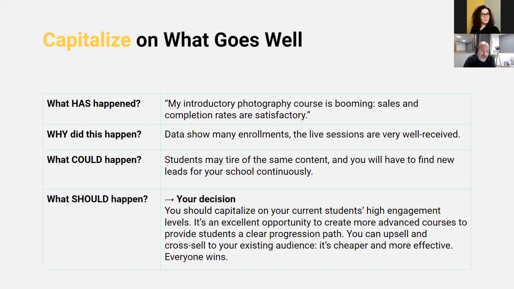So what should happen? This is an example of a decision. We should capitalize on the current students' high engagement levels. That's an excellent opportunity to create more advanced courses, provide them a clear upgrade, a clear upsell, both on their knowledge and on the marketing aspect. So upsell and cross-sell to the existing audience. It's always much, much cheaper than trying to get new customers or having to deal with churn of customers that have been bored by the courses. So this is a success that can give us a clear path on how to drive more success, and how and when to create more content for our courses.